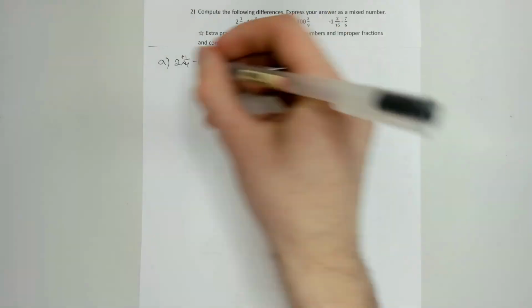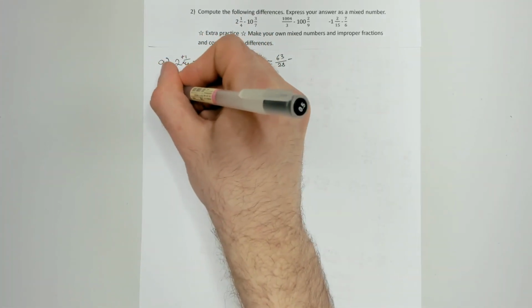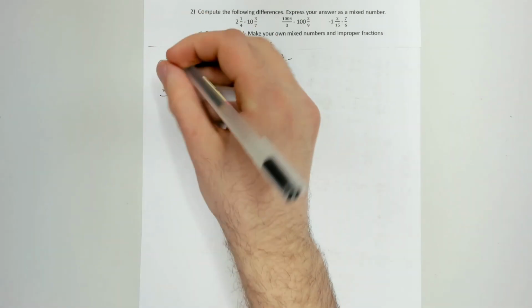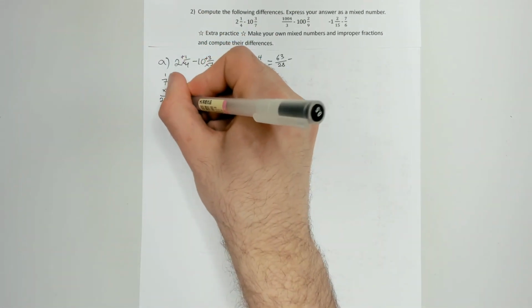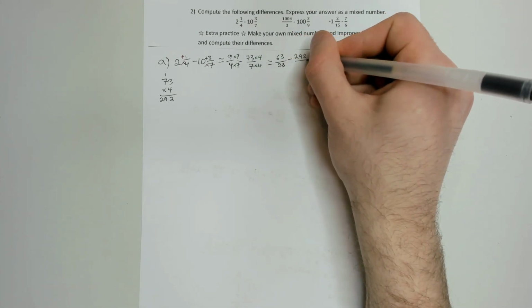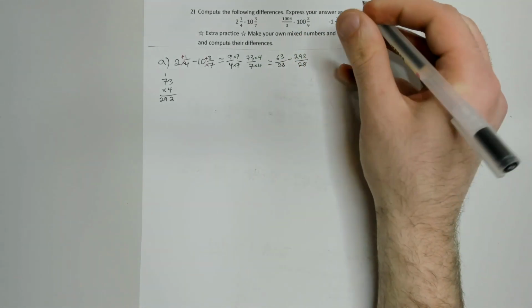And 73 times 4, might not be able to do that in our heads, so let's do that over on the side here. 3 times 4 is 12. 7 times 4 is 28, plus 1 is 29. So we get 292. So we have 63 minus 292 over 28. All right.